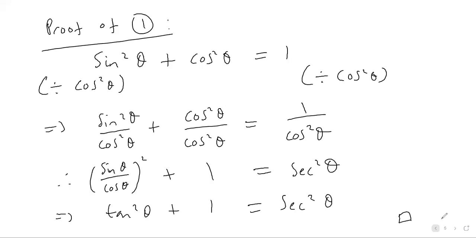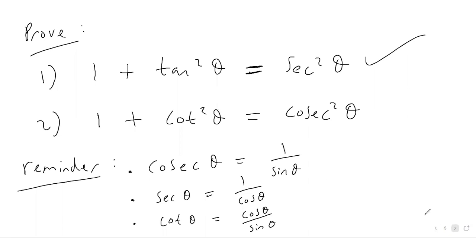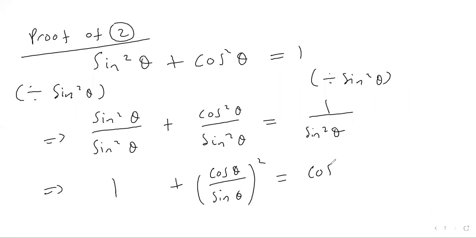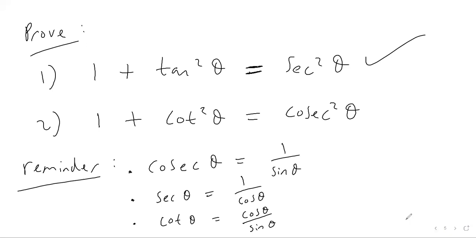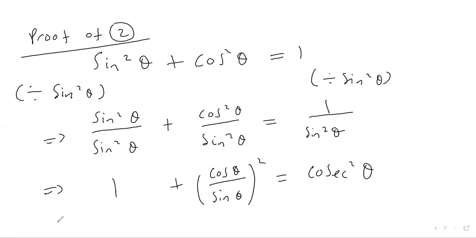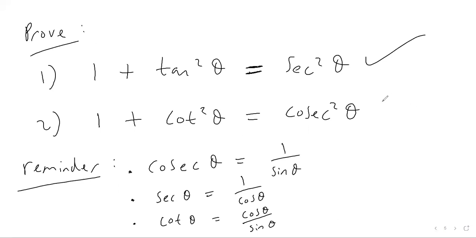Now, remember, 1 over sin is cosec. So 1 over sin squared is cosec squared theta. And cos over sin, again, that's cot. So we've got 1 plus cot squared. Therefore, 1 plus cot squared theta is equal to cosec squared theta, and that's our second identity proved. So we've proved the 1 plus tan squared is sec squared, and the 1 plus cot squared is cosec squared.